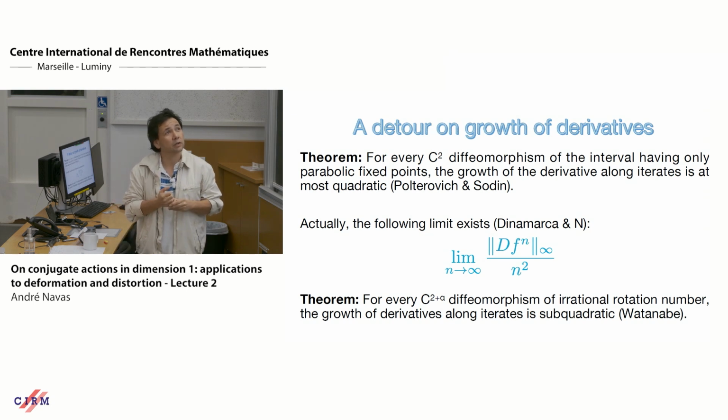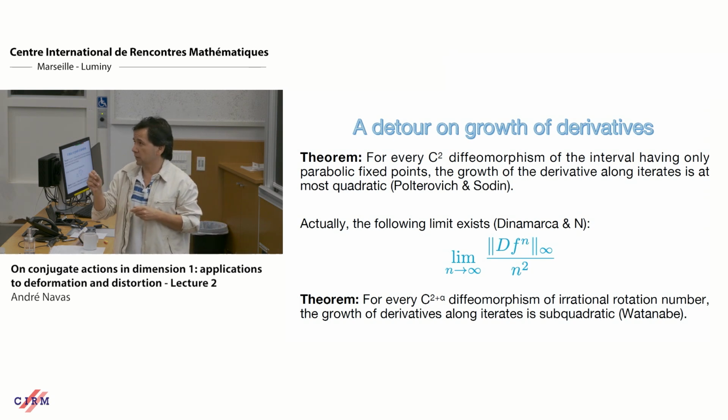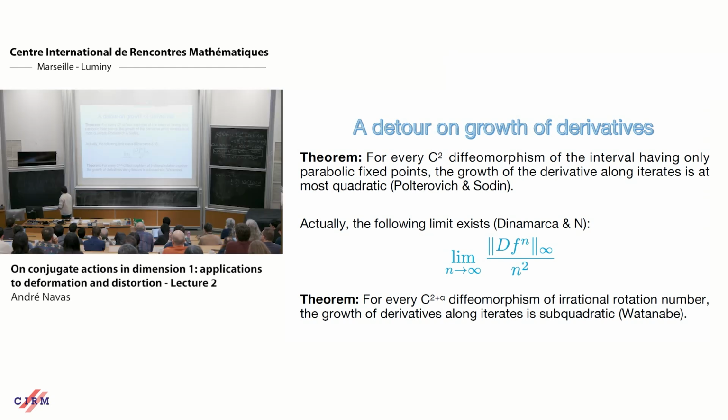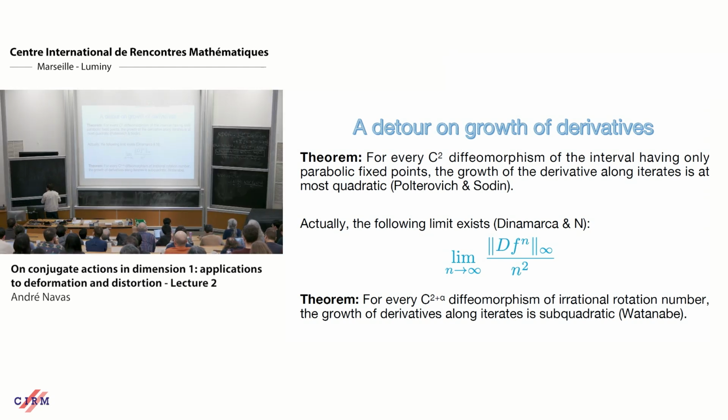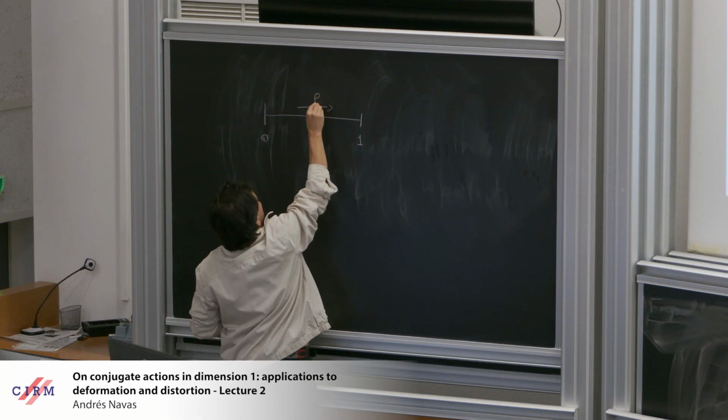Together with Leonardo Dinamarca, we were able to prove that actually this limit exists. So the growth is exactly quadratic. And one can even give a formula for the growth. So let me give the formula in a simple case. Suppose that you are in the simplest case. So you have a diffeomorphism of the interval, and suppose it moves everything to the right.